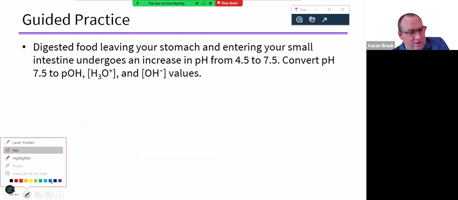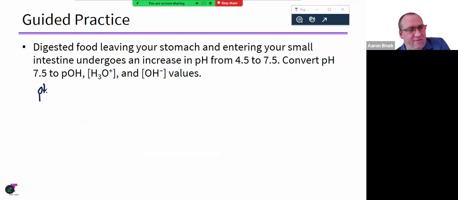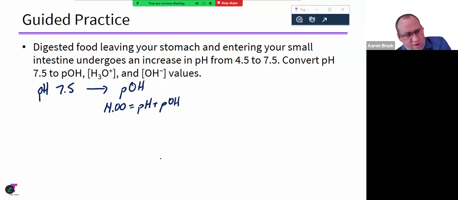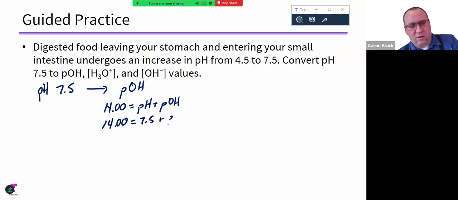So for pH 7.5, the first thing I would want to do is turn that into pOH. Since 14 is equal to the pH plus the pOH, I subtract 7.5 from each side. I get 6.5 for the pOH.